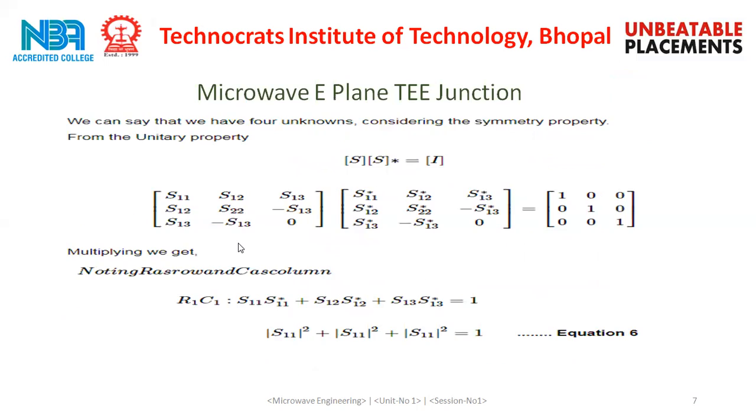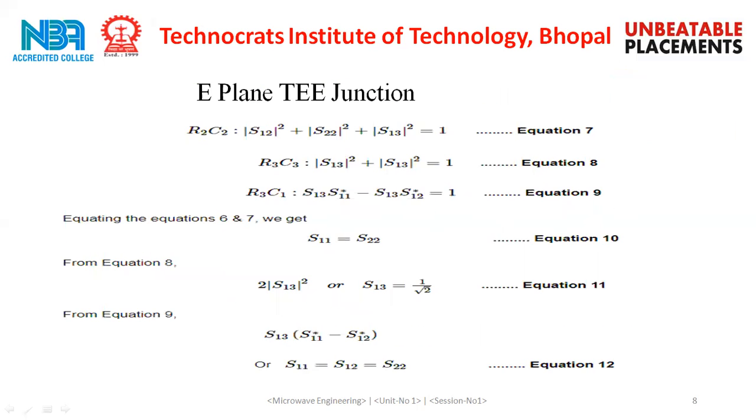Yes, student. We'll do R3C1. We'll have the equation S13 into S11 conjugate minus S13 into S12 conjugate is equal to 1. If we take S13 as common in these two, we'll get S11 minus S12 is equal to 0. S13 is not equal to 0 because from equation number 8, if we calculate S13, we'll get S13 is equal to 1 by root 2.